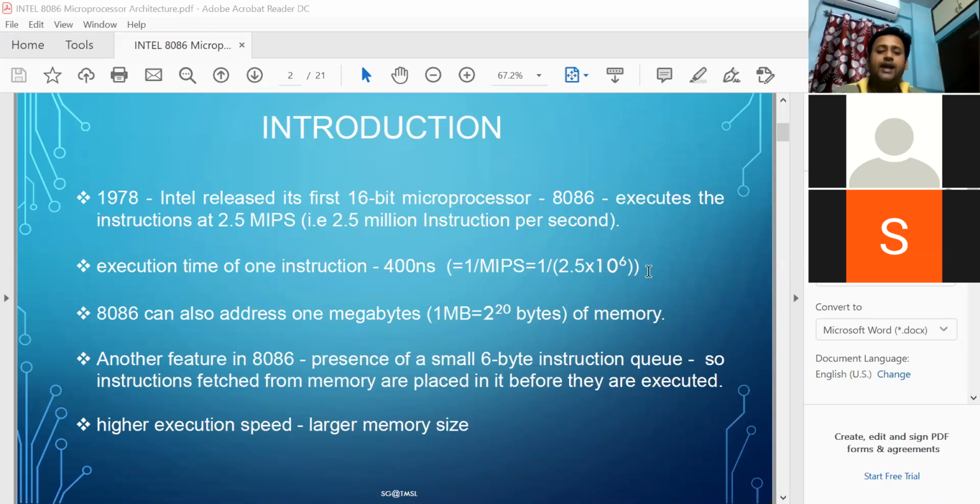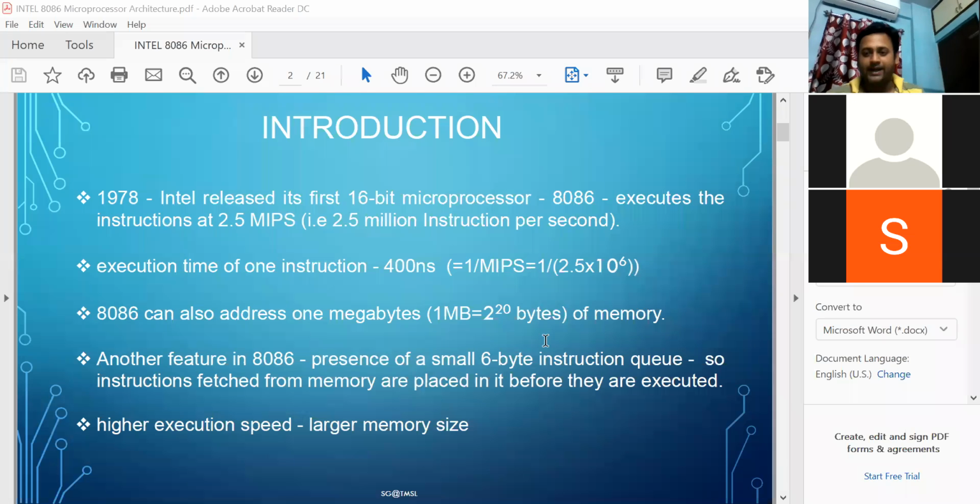Another feature in 8086 is that it has a 6-byte instruction queue, so that it can store the instructions early and they can be executed one by one. The instructions fetched from memory are placed in it before they are executed. Why has this 6-byte instruction queue been implemented? Because of the pipelining architecture, the new technology implemented here in the 8086 microprocessor.